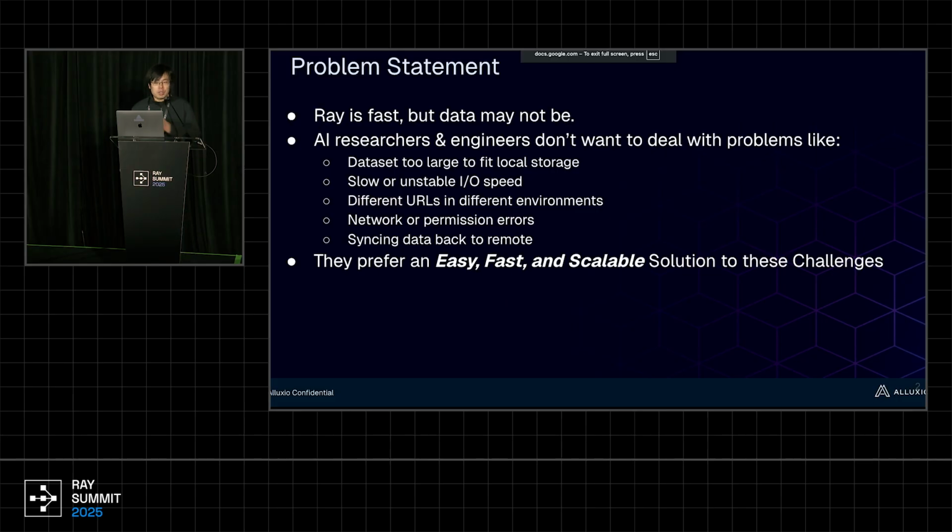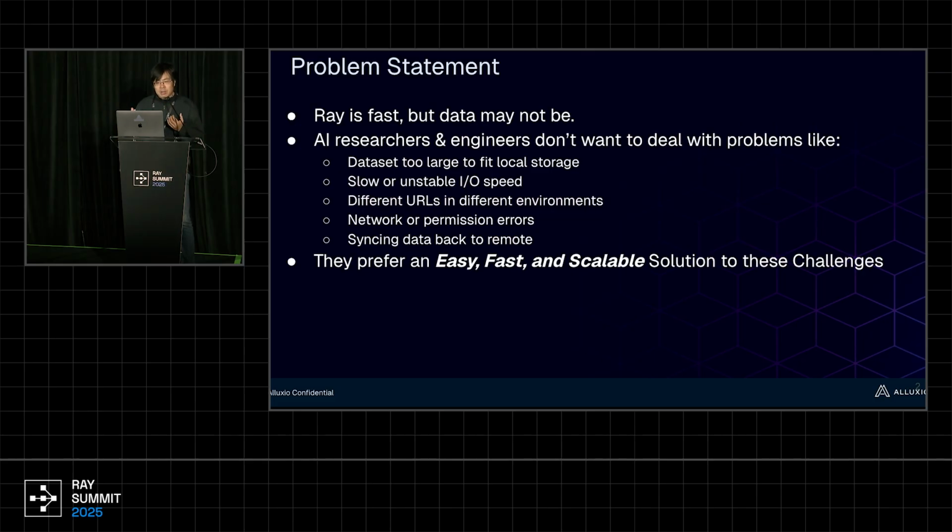Okay, so the problem statement: Ray is fast and you have fast GPUs. However, the data may not be fast. Based on my experience working with data modelers and AI researchers, from time to time they only want to focus on their own jobs, making the model better or making the inferencing better. They do not want to handle issues like data sets that might be too large to fit on the local disk, or downloading slowly or unstably from the remote source.